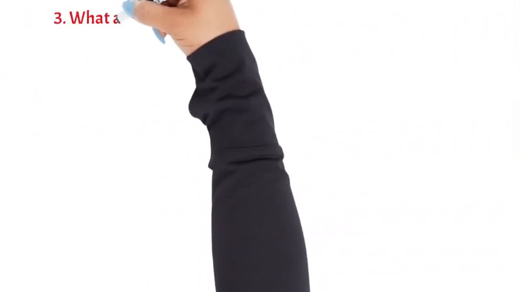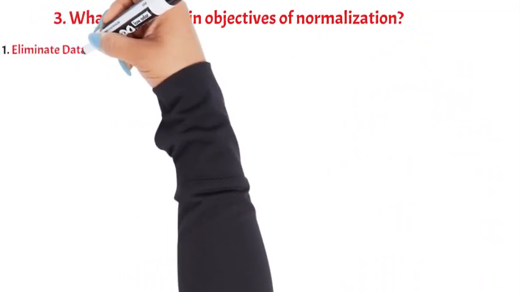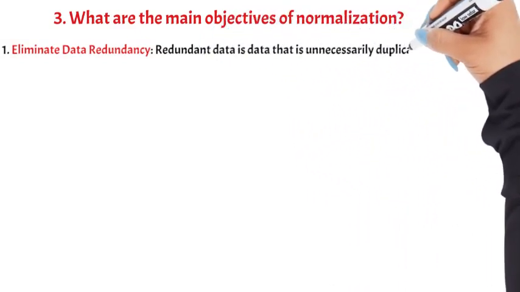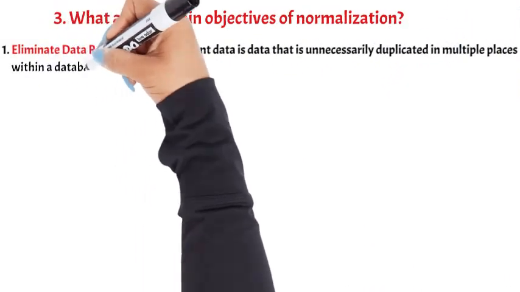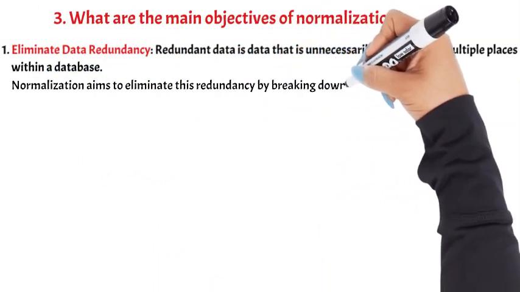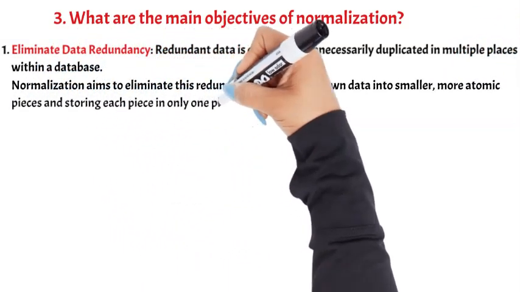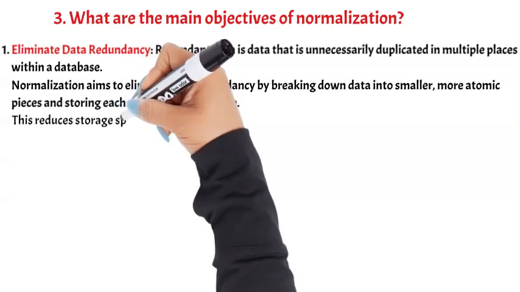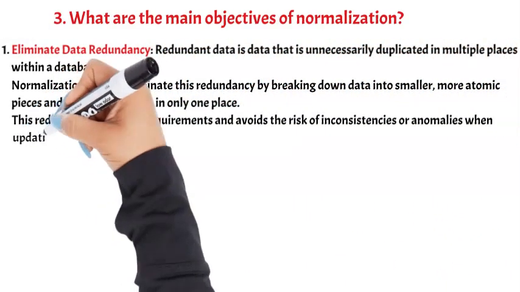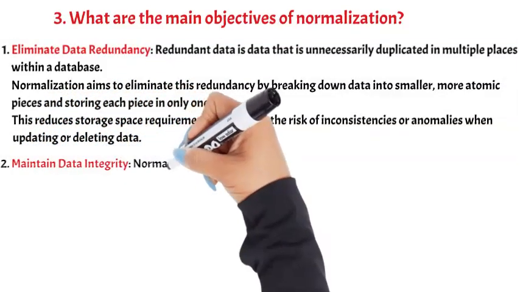3. What are the main objectives of normalization? 1. Eliminate data redundancy. Redundant data is data that is unnecessarily duplicated in multiple places within a database. Normalization aims to eliminate this redundancy by breaking down data into smaller, more atomic pieces and storing each piece in only one place. This reduces storage space requirements and avoids the risk of inconsistencies or anomalies when updating or deleting data.